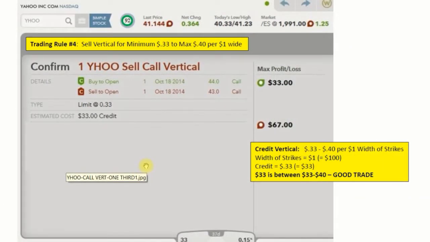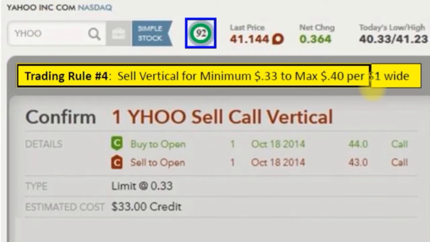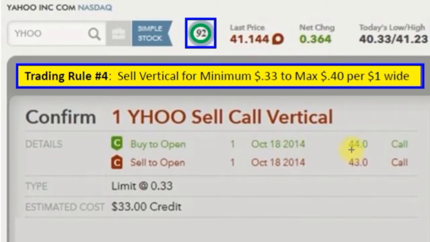So here's a trade page for selling a call vertical, and we're going to go through this very slowly and in depth because this is super important, because it's obviously the groundwork for everything we do moving forward. So let's start up here. We see in this case the volatility rank is 92. Immediately that means, based on the rules, I want to sell a vertical. Trading rule number 4 requires that I sell a vertical for a minimum of 33 cents to 40 cents per dollar in width. What does that mean?